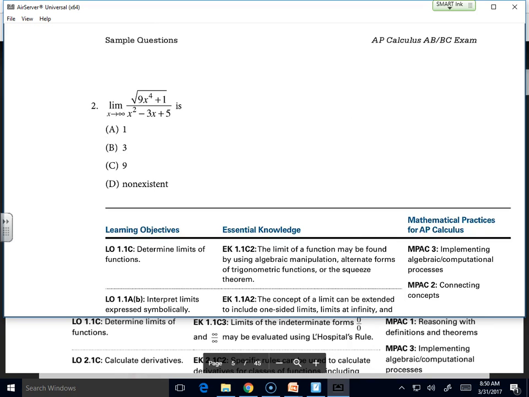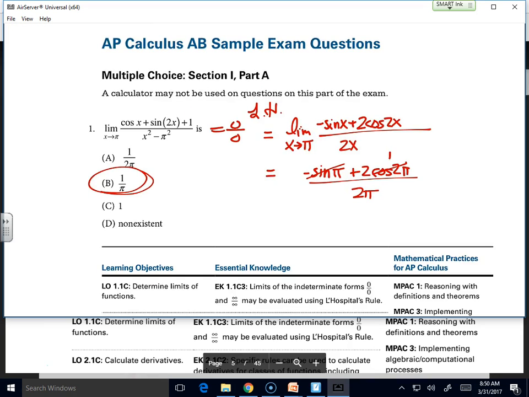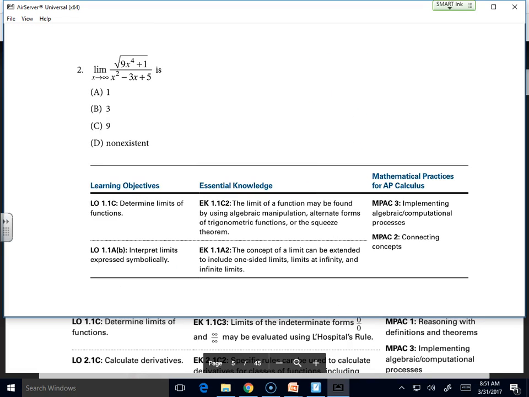Let me have them play with another one. Katrina, go ahead. You're doing high, but 2 pi would be back in the 0. It should have been 1 over pi. The 2 over 2 reduces.